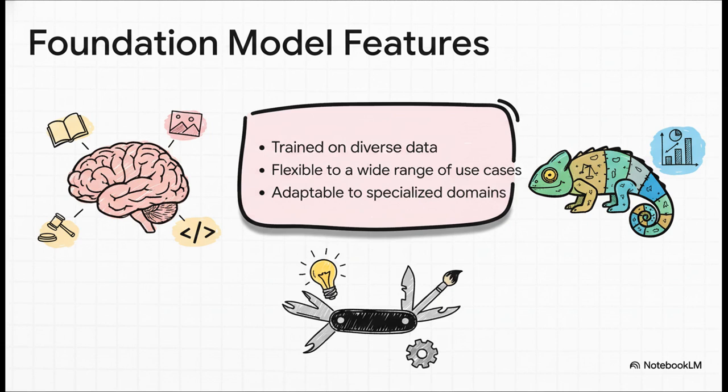So what makes these models so revolutionary? It's really their adaptability. Because they're trained on such a wild variety of data, they're not one-trick ponies. Not at all. They're flexible enough for a huge range of tasks. And this is the crucial part. You can fine-tune them with your own specialized data. You can turn them into experts on literally anything, from legal contracts to marketing analytics.